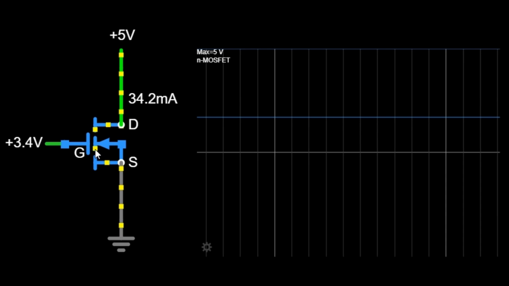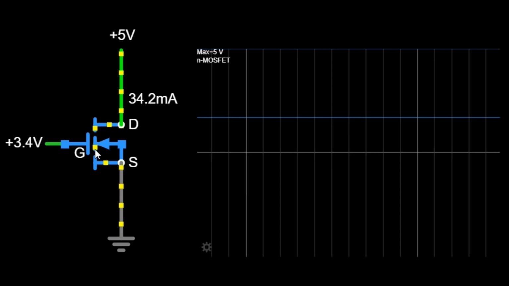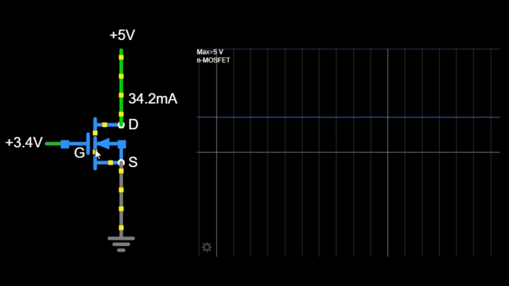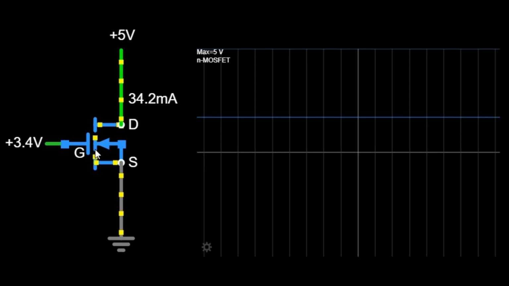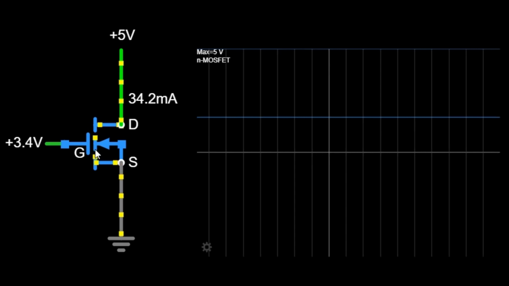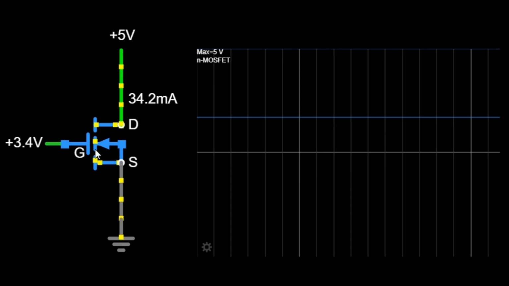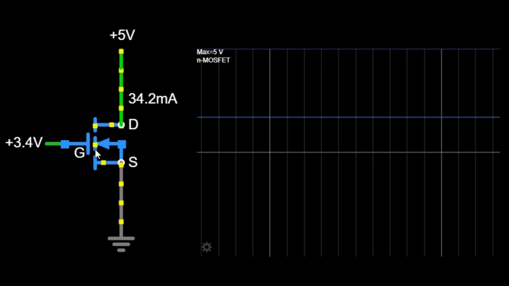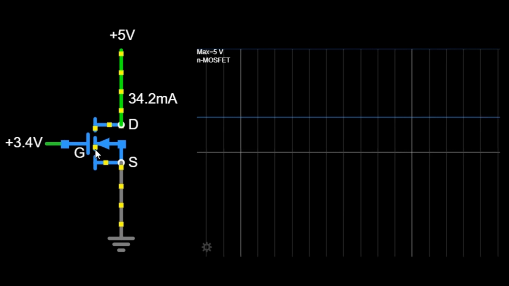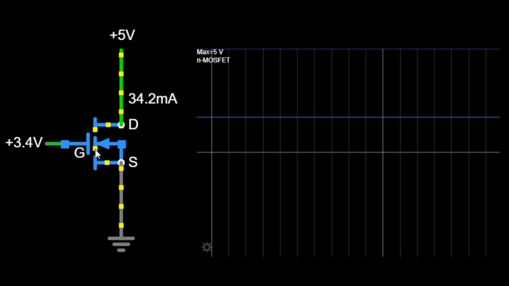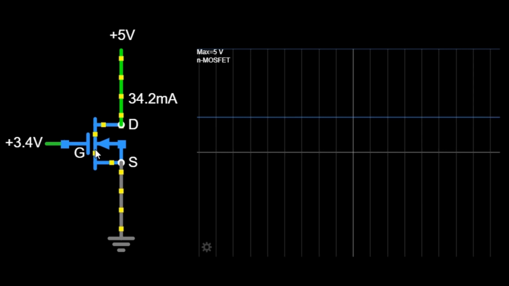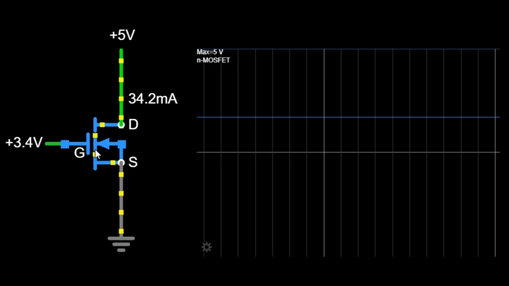Regions of operation. The MOSFET can operate in different regions based on V_DS. 1. Linear region. When V_DS is low, the MOSFET acts like a variable resistor. 2. Saturation region. When V_DS is high, the MOSFET allows a constant current to flow, controlled by V_GS.